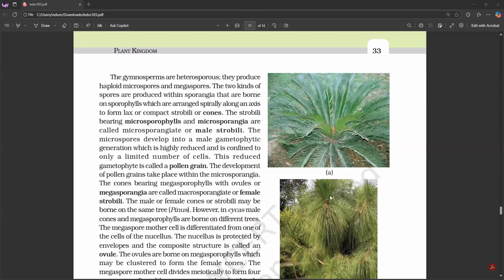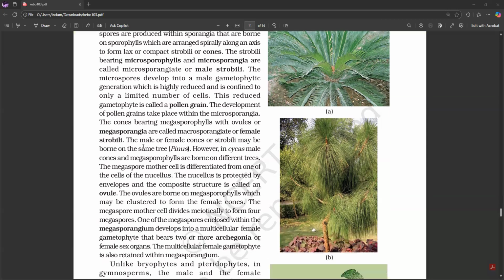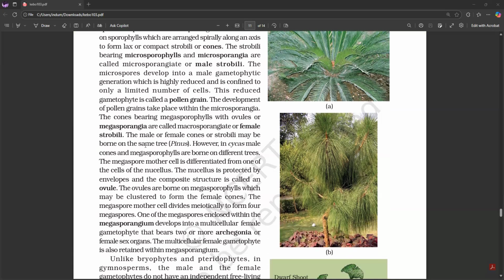The gymnosperms are heterosporous, that is, they produce haploid microspores and megaspores. The two kinds of spores are produced within sporangia that are borne on sporophylls, which are arranged spirally along an axis to form lax or compact strobili or cones. The strobili bearing microsporophylls and microsporangia are called microsporangiate or male strobili.